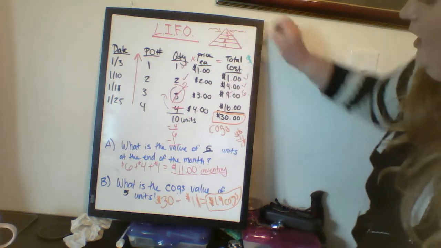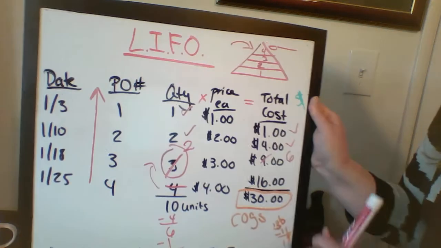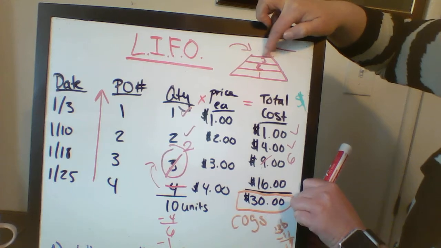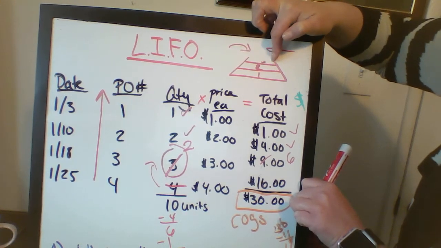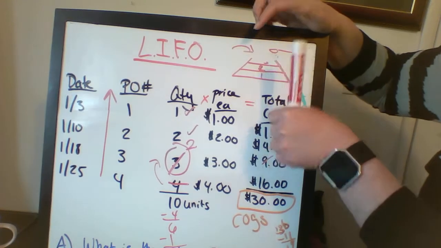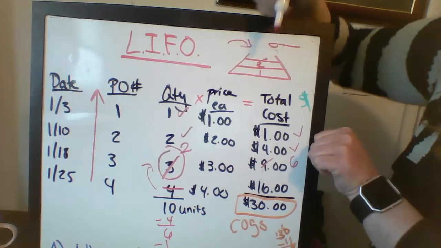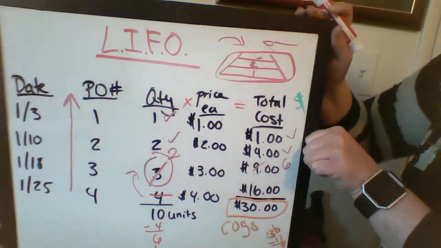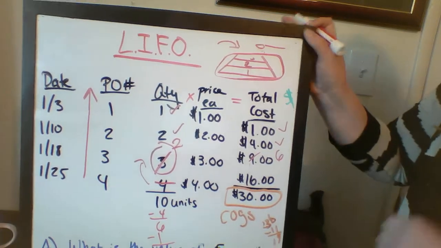It would look like up here at the top of our bulk item that we sold through all of 4 on the pyramid, and we sold just barely through a 3, just a little bit. And this is all the inventory that we would have left. It would look something like that, and that's what we're counting for.